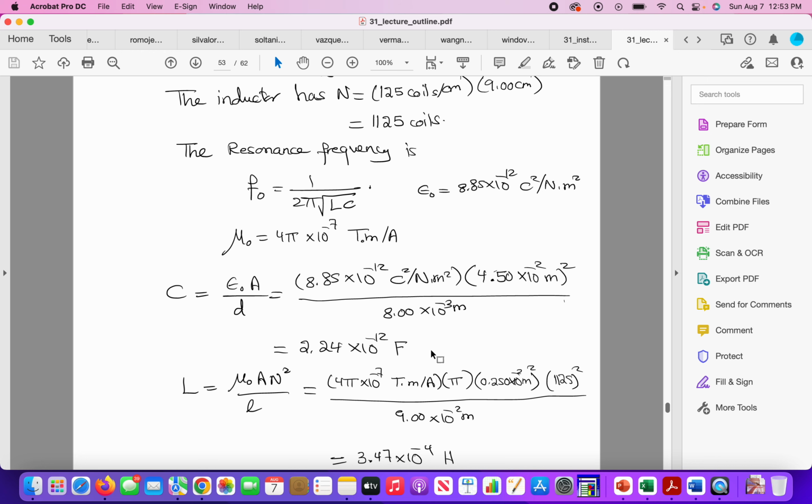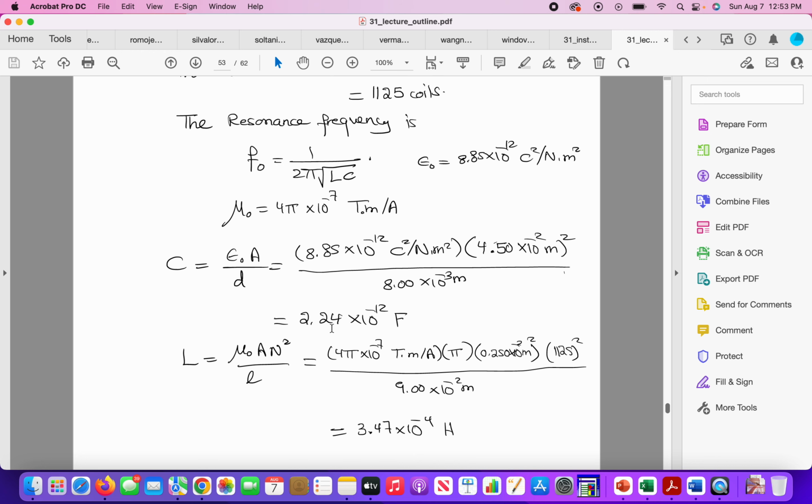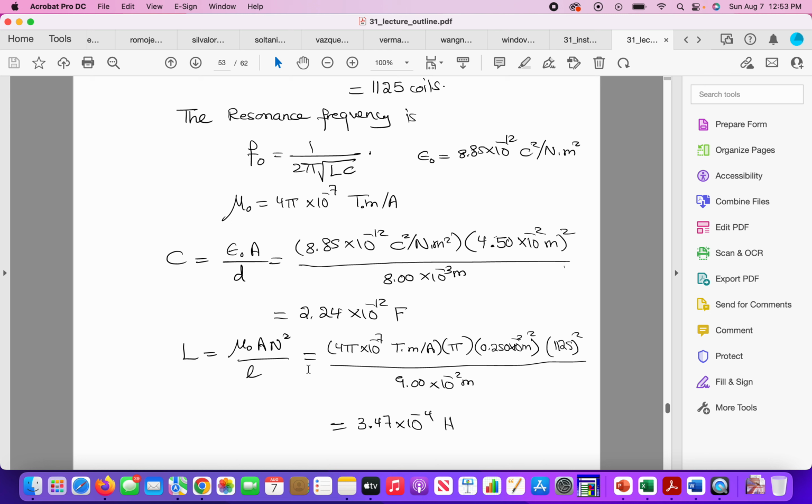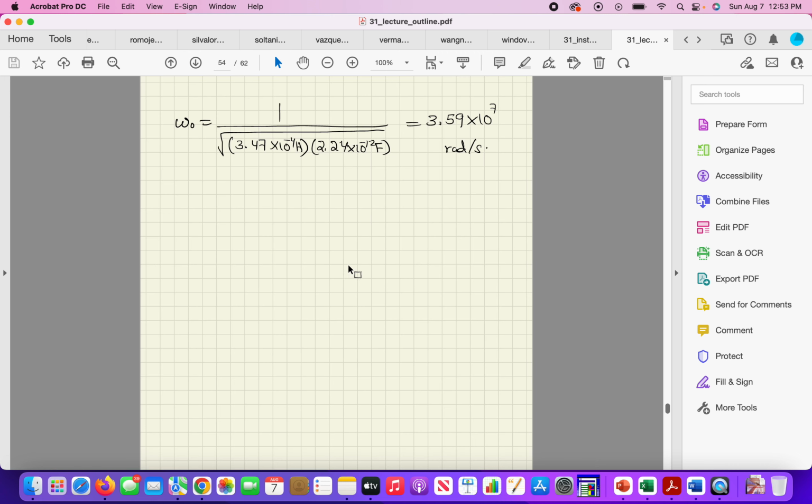L is the inductance, and it is mu 0 A n squared divided by l, and I have calculated L here. Now, omega 0 will be 1 over square root of LC, and this is really the angular frequency at resonance.